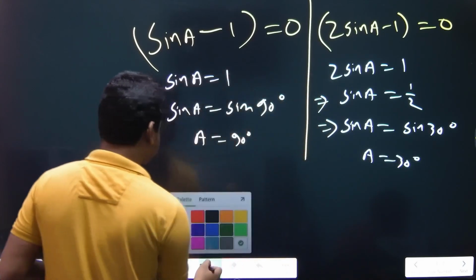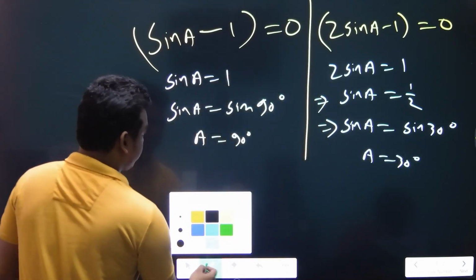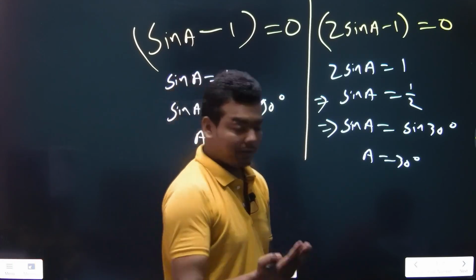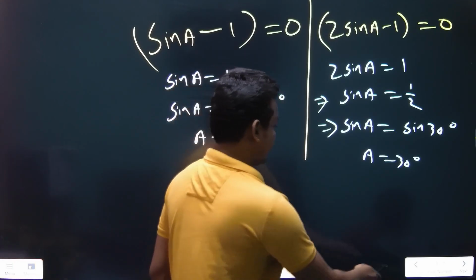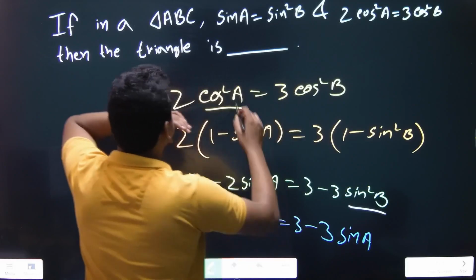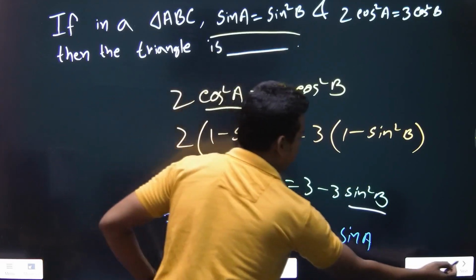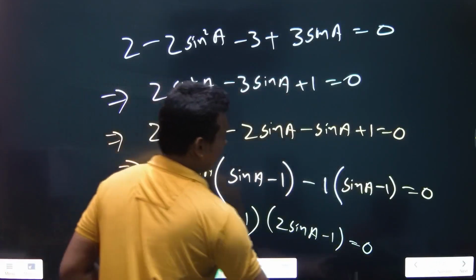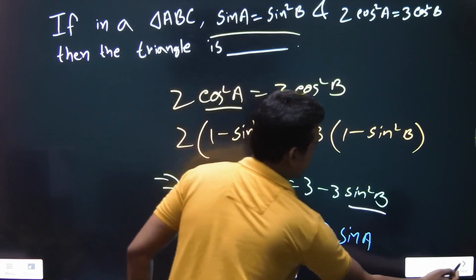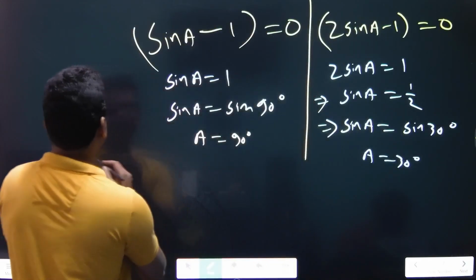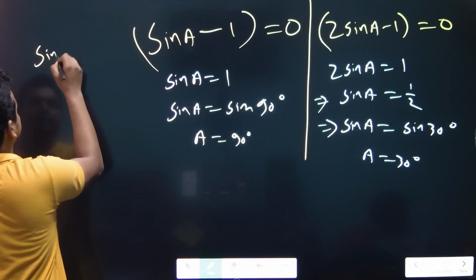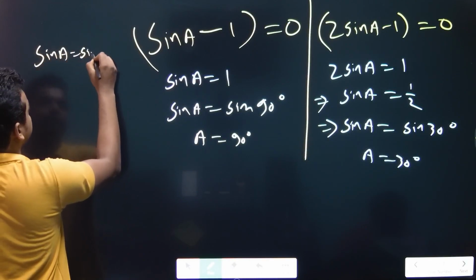Okay. Now I need to find the value of B and C. How can we find the value of B and C? See, there is one equation given, that is sin A is equal to sin square B. So let us apply this thing, sin A is equal to sin square B, right? Sin A is equal to sin square B.